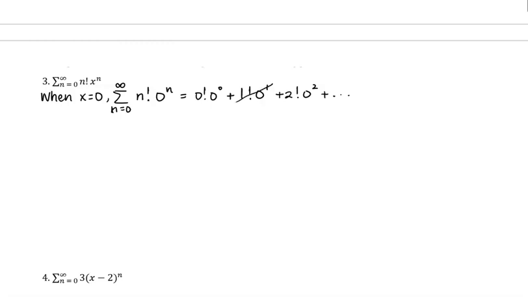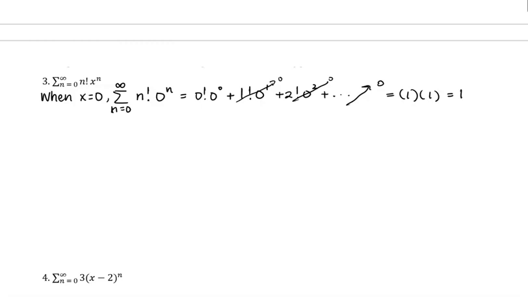So 0 to the 1 is 0, 0 to the 2 is 0. All of these other dot, dot, dot terms are going to 0, but 0 to the 0 is 1, and 0 factorial is also 1. So this is 1 times 1, which is just 1. And then a bunch of other zeros are being added to that. So we know what's happening at the center of this interval. We know that it is converging.